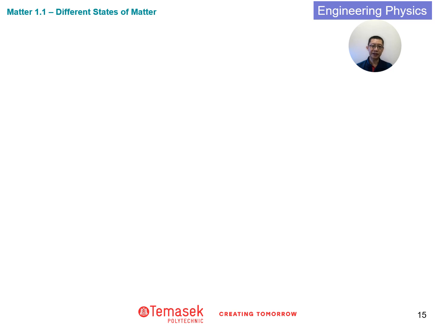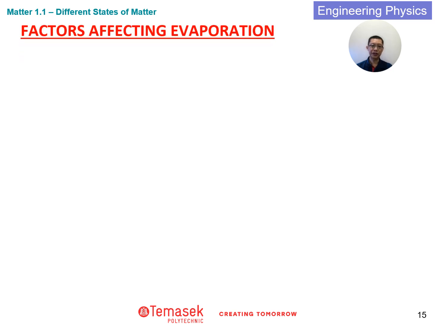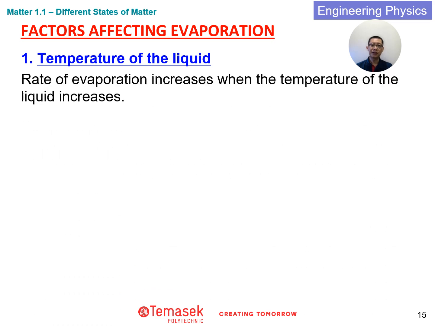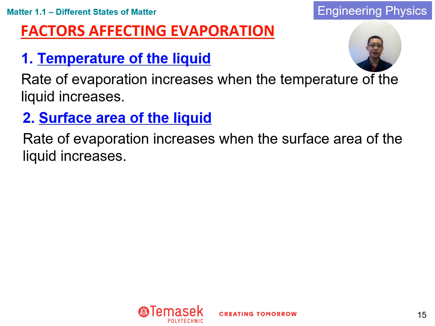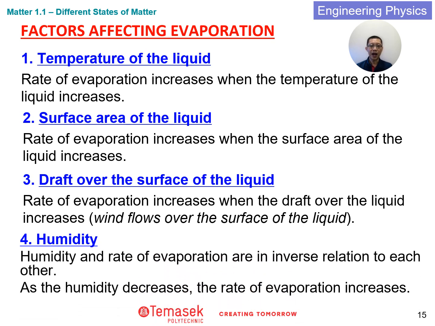Several factors can affect the rate of evaporation, including temperature, surface area, wind, and humidity. For example, higher temperatures and larger surface areas speed up evaporation, while higher humidity slows it down.